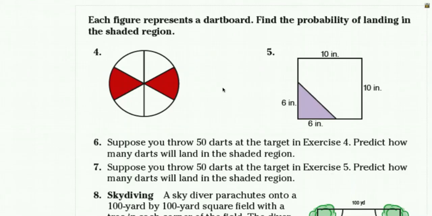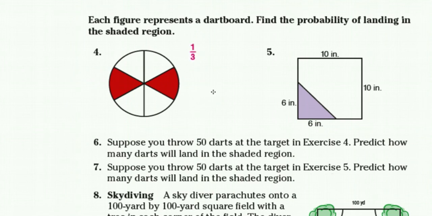So let's take a look at some examples on geometric probability. This is guided practice number 4. Each figure represents a dartboard. Find the probability of landing in the shaded region. And look at number 4. The circle has been divided into 6 equal parts, and 2 of them have been shaded. So the probability of landing in the shaded region would be 2 out of 6, or simply 1/3.